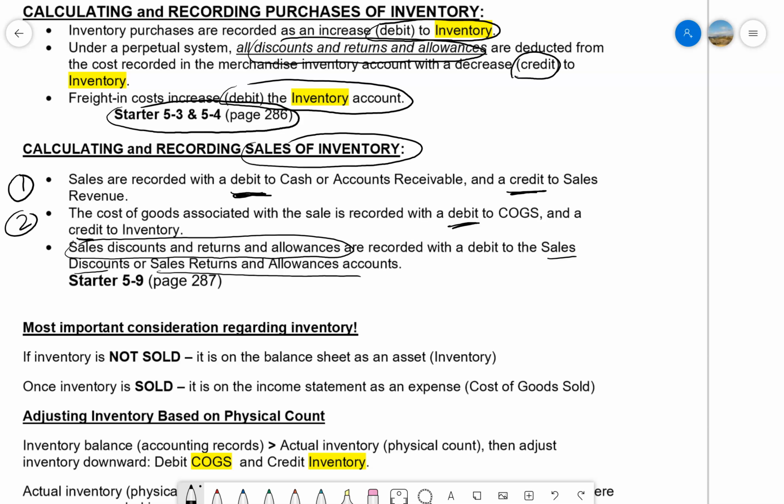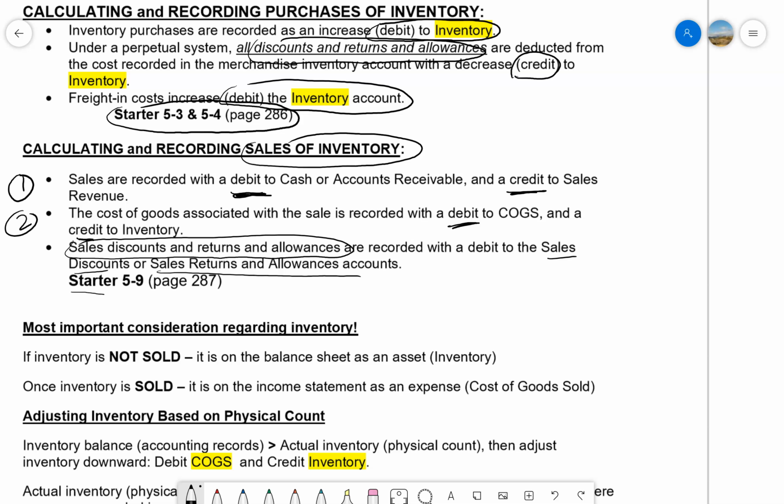Now, we talked about contra companion accounts. They basically are connected to the main account. In this example, the main account is sales revenue, and they're always recorded with the opposite sign. So sales revenue is recorded with a credit, while sales discounts and sales returns and allowances are recorded with a debit.